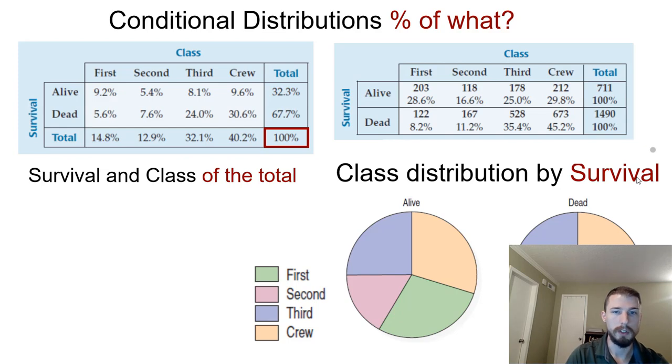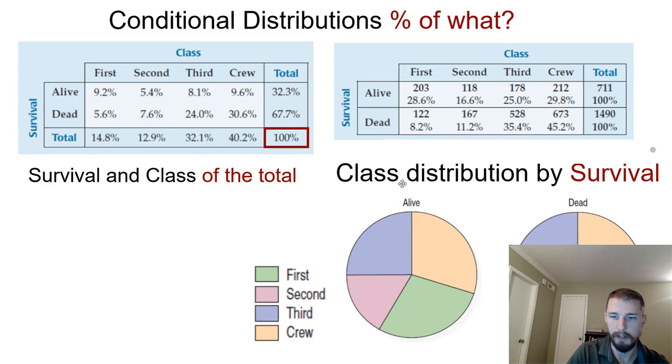All right, so conditional distributions, but a percentage of what? So the overall, where you see the 100%, that's going to be the distribution of the total. So 9.2% were first class survivors. That's the one we don't use very much. Also, if we look over here, the 100% are here. So that's going to be of all the people who survived. This is the percent of the class distribution of survivors. This is the class distribution of the non-survivors.